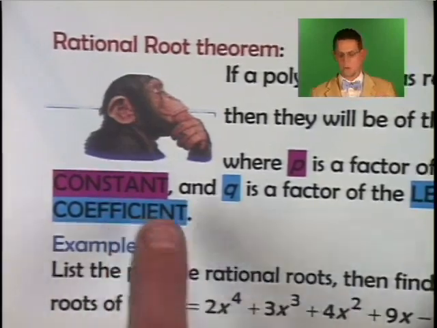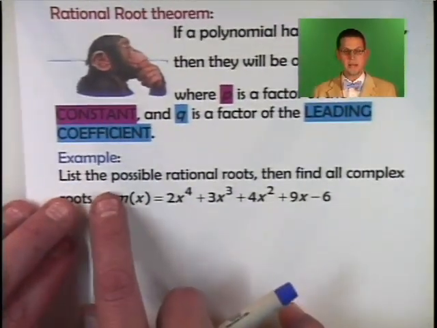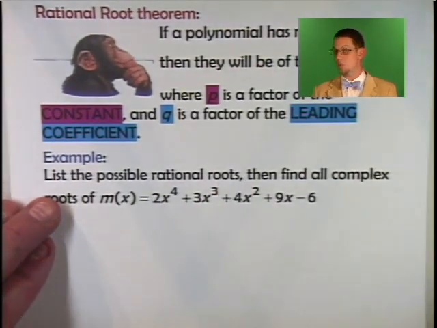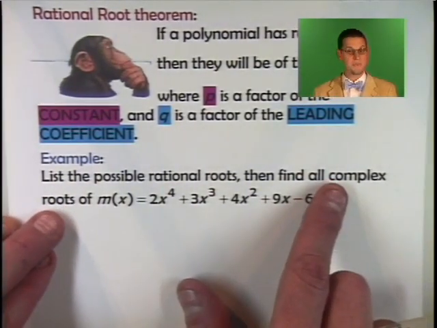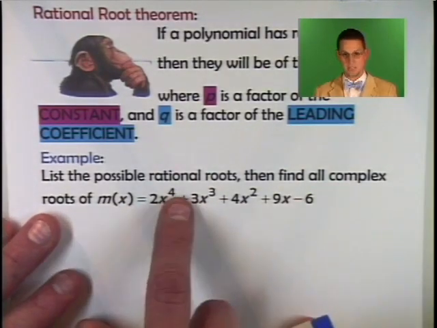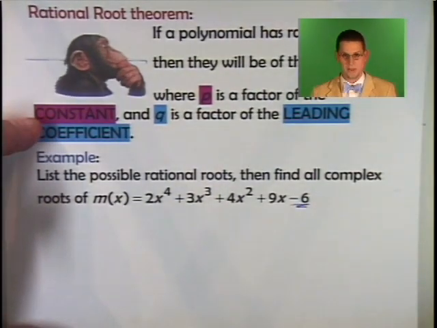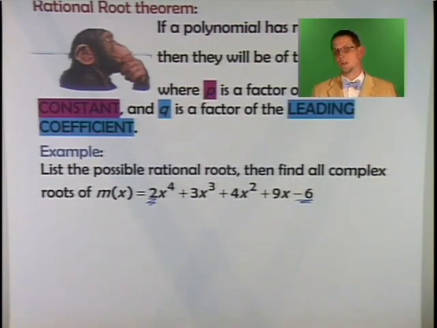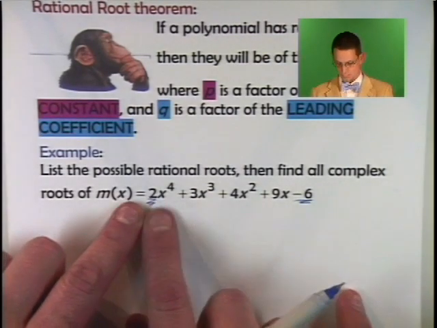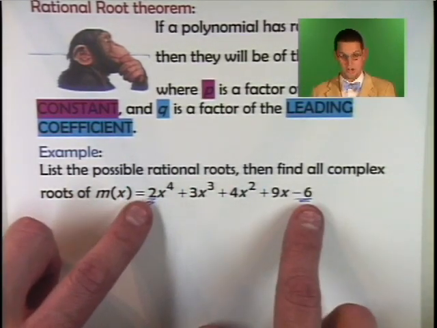Okay? Let's go ahead and look at an example. We want to first of all list the possible rational roots, and then once we find them, we want to actually see if any of them work. We'll go ahead and find all the complex roots. So we have m of x. It's a fourth degree polynomial. Its constant is -6, and its leading coefficient is 2. Now, what I see most students get confused here is they take the ratios in the wrong order. They take ratios of the leading coefficient over the factors of the constant, and you don't want to do that.